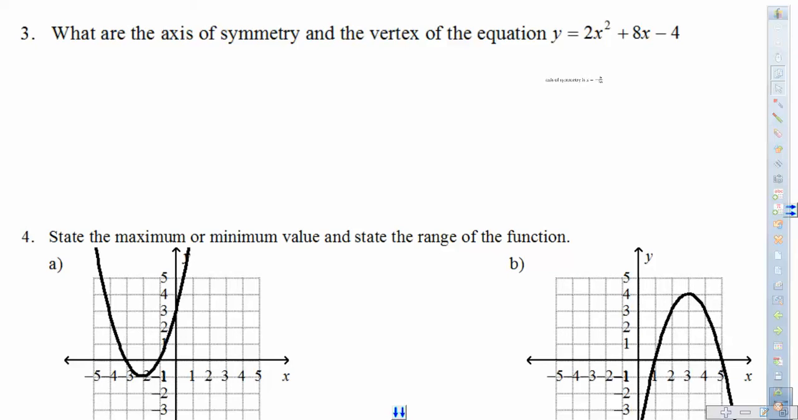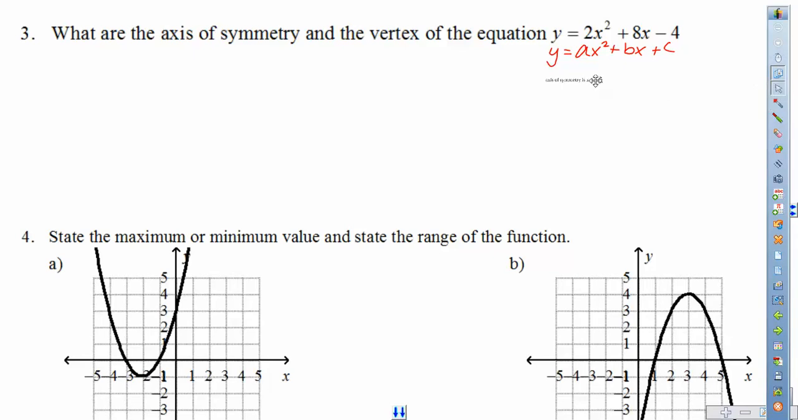Okay, let's look at 3 and 4. So where's the axis of symmetry and the vertex of this equation? Well, what makes this one different from the first question is now we are in standard form, ax squared plus bx plus c. When that's the case, we can't grab the vertex explicitly from the equation.